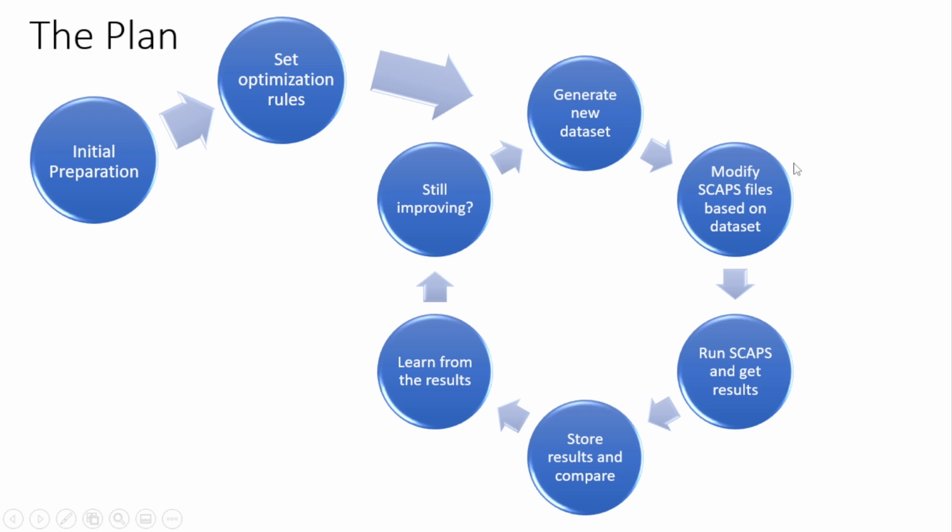Based on this dataset, the code will modify the SCAPS files and then run the SCAPS simulation based on these inputs. After that, some results will be found and the model will store the results, compare and learn from these results, and see whether the model is still improving. If it's still improving, it will generate a new dataset again. And if the model sees that it's not improving that much further, then it will output the best devices.